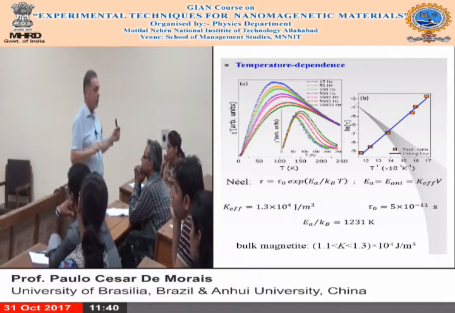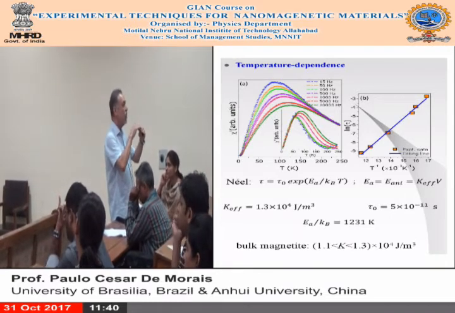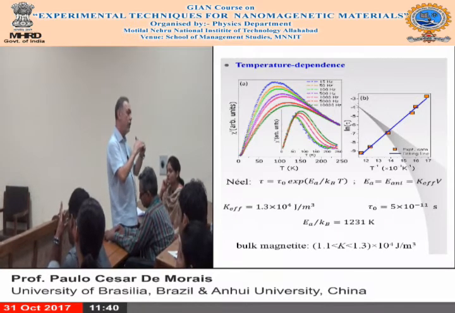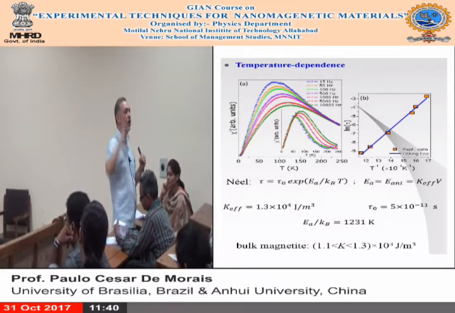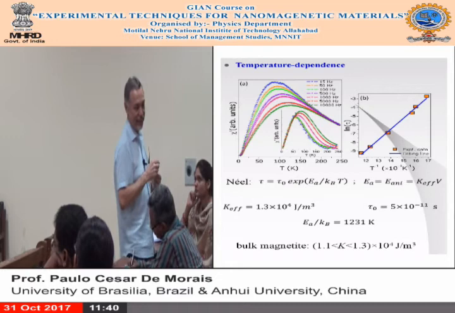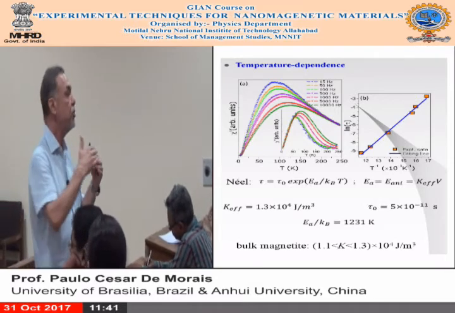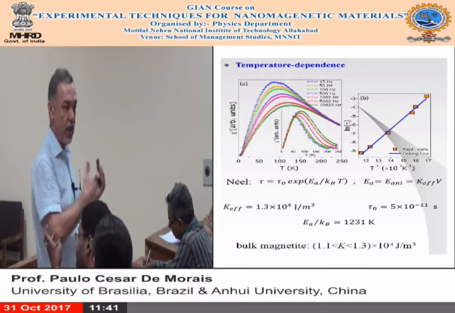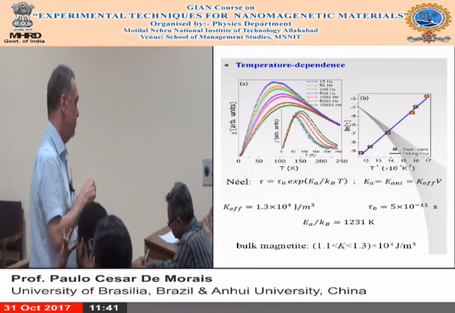Now, besides this, there is an interface between the magnetite and the gold. This interface, the interaction between these two phases, we claim is responsible for pushing up the anisotropy constant close to the higher end of bulk magnetite. Also, if you change the strain, you also change the anisotropy constant. So we claim the change of the anisotropy constant came from the strain between the shell and the core.